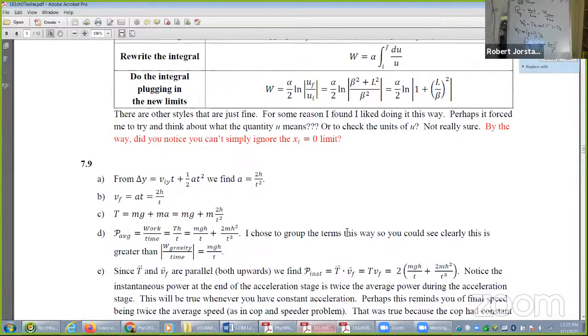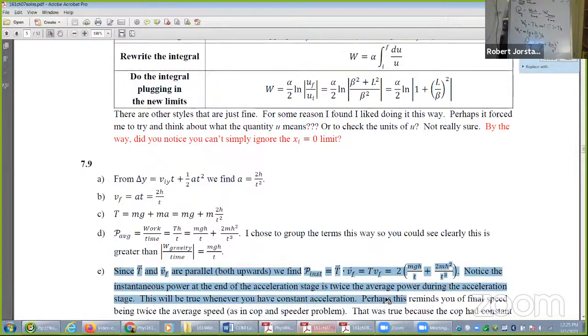All right. But yeah, it's obviously greater than mgh times t. And that's something important, right? Because clearly we have to have the motor outperforming the work done by gravity. Otherwise, it's not going to go upwards. All right. And then since we're here, let's go ahead and do part E. Part E is where we can use that cool trick.